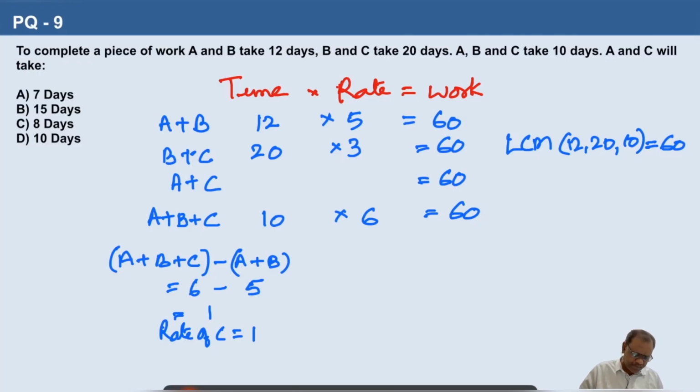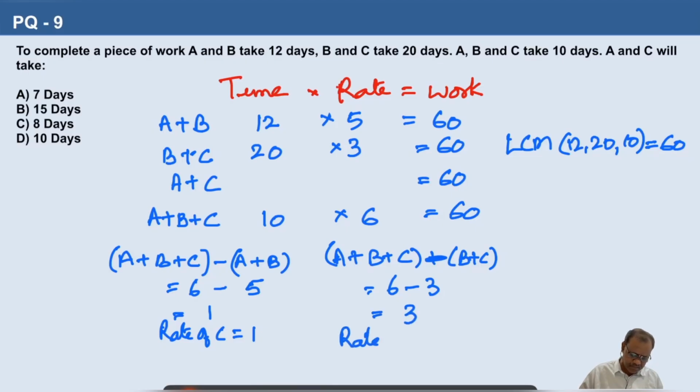And from A plus B plus C, if you subtract B plus C, 6 minus 3 is 3. This is rate of A, 3 units.